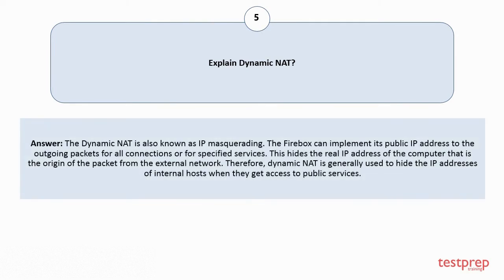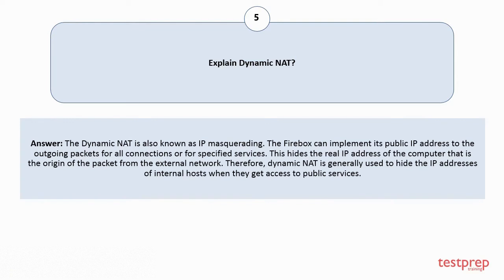Question number 5, explain dynamic NAT. Your answer is: the dynamic NAT is also known as IP masquerading. The firebox can apply its public IP address to the outgoing packets for all connections, or for specified services. This hides the real IP address of the computer that is the origin of the packet from the external network.